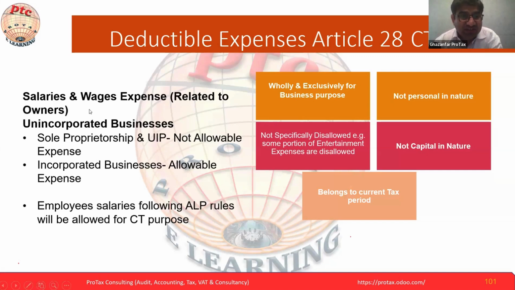In an LLC, we can deduct the salaries and wages paid to the owner. In a natural person or unincorporated business, we cannot deduct. For a sole proprietor and unincorporated business it is not allowable, while for an LLC, a juridical person, it is an allowable expense. Salaries following the ALP rule will be allowed for city purposes. For the LLC company or juridical person, salaries are allowed subject to the ALP rule, and even the salaries of the employees in the unincorporated business are allowed 100%.